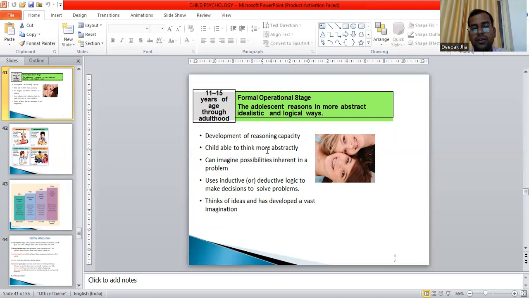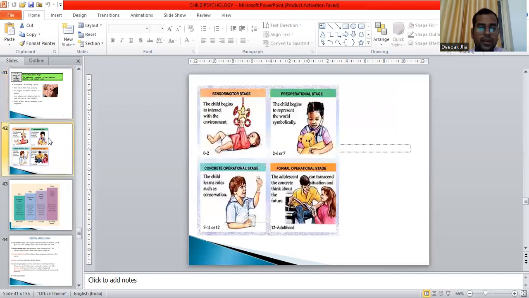The child is able to think more abstractly. He can imagine possibilities inherent in a problem, and uses inductive or deductive logic. The logic has become stronger, so he can induce the logic or deduce the logic to make decisions to solve problems, thinks of ideas, and has a vast imagination. So the imagination also develops.